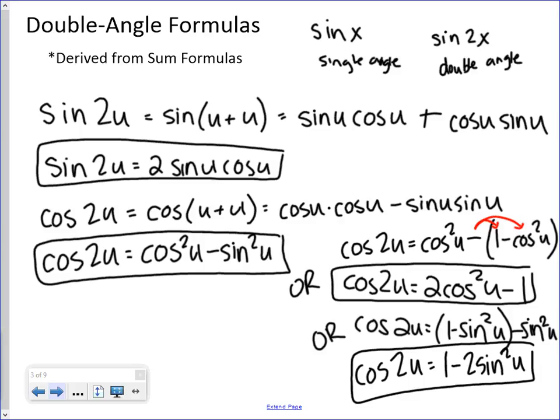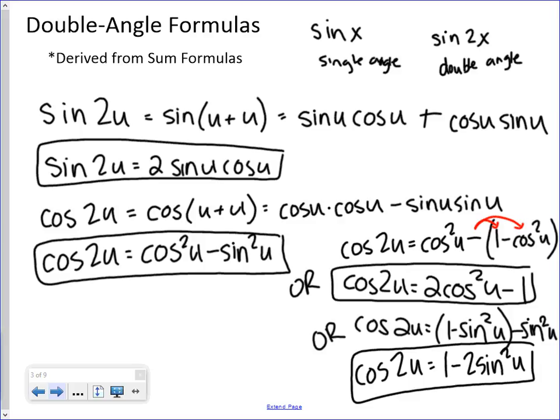Yes, April. When you replace the cosine squared u, wouldn't you have to distribute the 2? What two? Oh, okay, never mind. I get it. You're doing ors. Okay. Anybody else have a question?